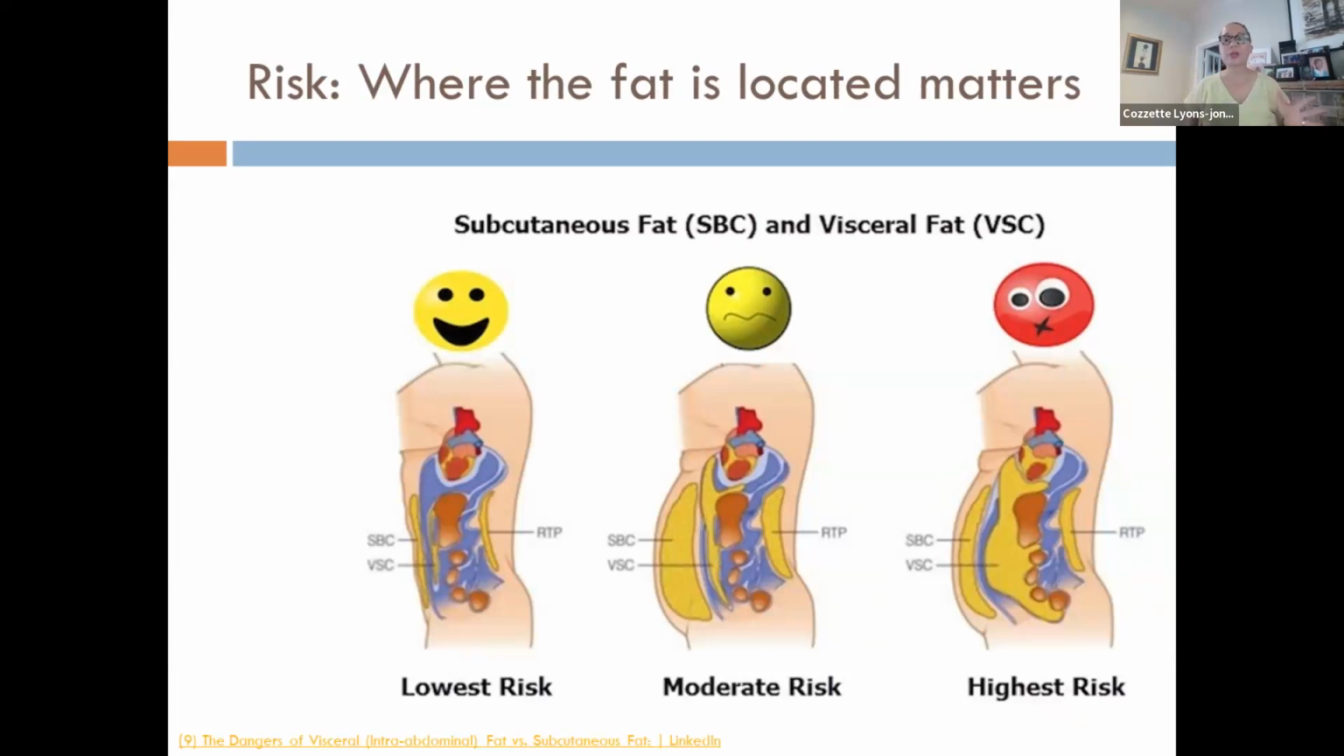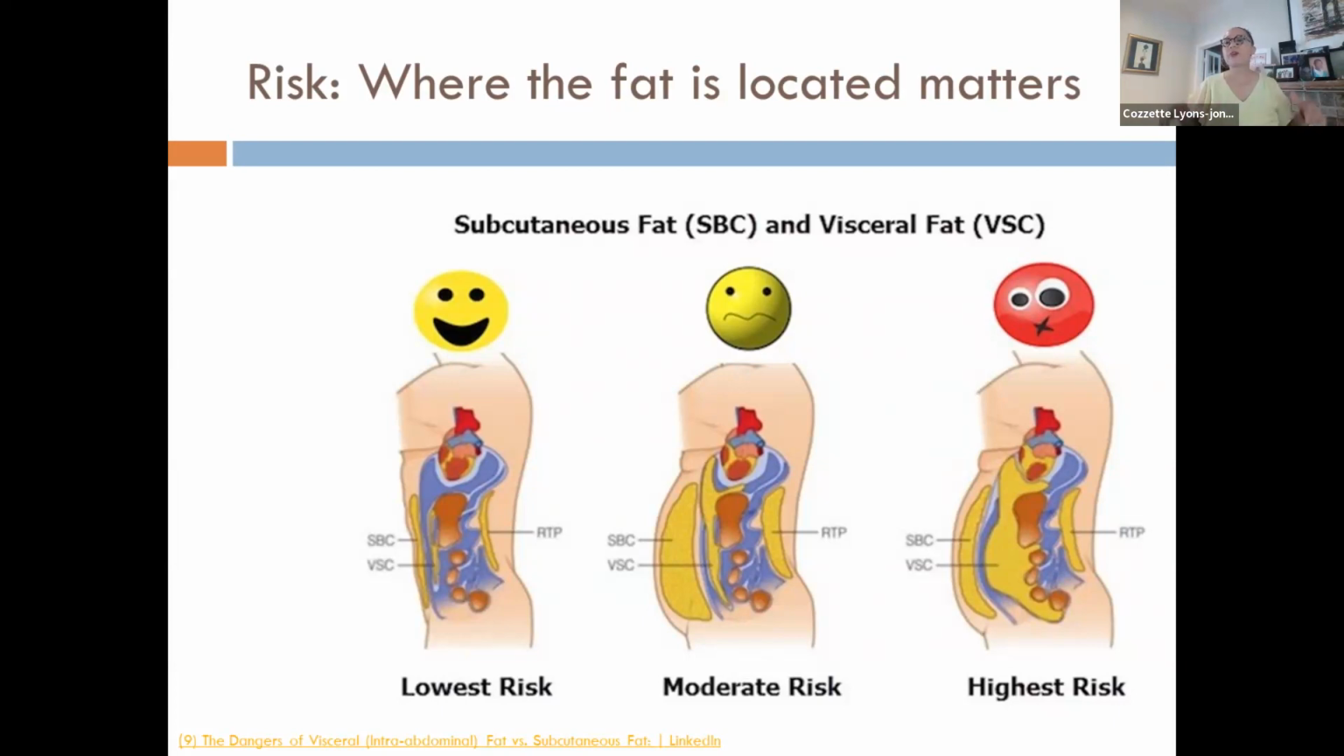Now, I thought this was a pretty interesting slide. When we're talking about risk factors, there's many risk factors and we're going to cover them. But one of them is obesity and being overweight. And I know your doctor talks to you about your BMI, your body mass index. There are pros and cons to using the body mass index. It's not a perfect number, right? And everybody's body type is different.